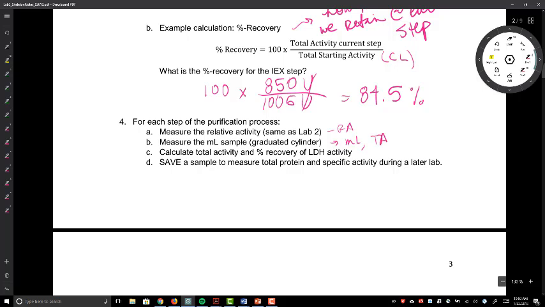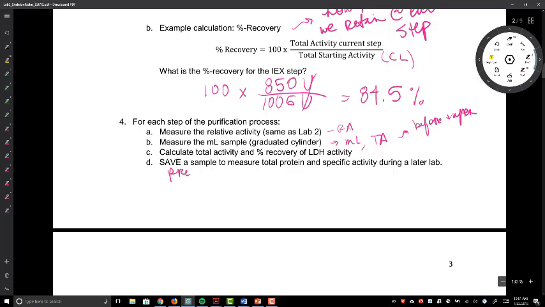And then once you've measured your relative activity, you have the volume of your sample, you're going to calculate the total activity and the percent recovery of LDH activity. And you're going to need to measure the volume in milliliters before and after each step, because as you take your sample off the column, your volume is going to change. So you need to make sure you take note. Your volume before and after a purification step is going to change. And then finally, this is super important, and that's for each purification step before and after.